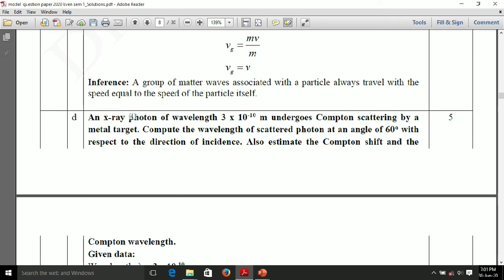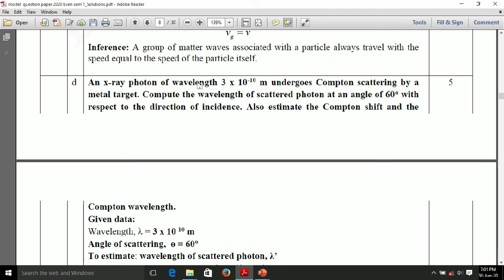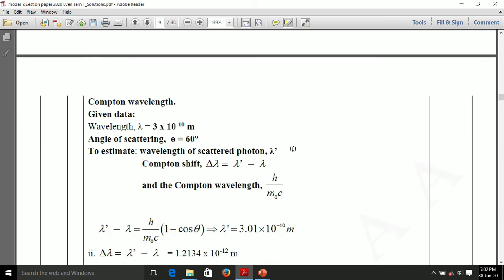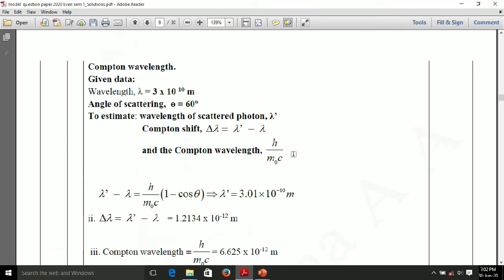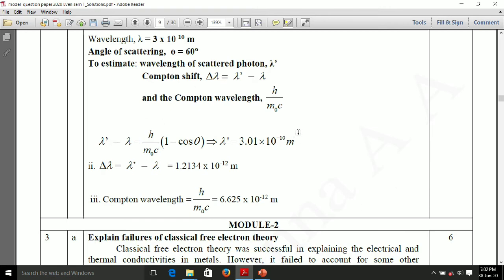So you have to study neatly the solutions of all the problems which I have solved in earlier lectures. This problem was also discussed in the previous lectures, so I am not going to explain it in detail.